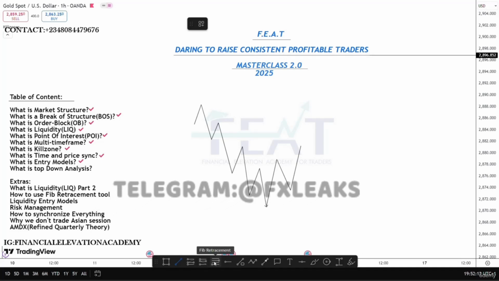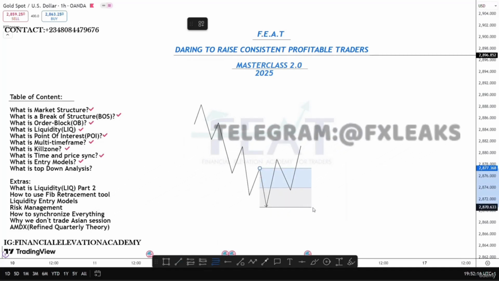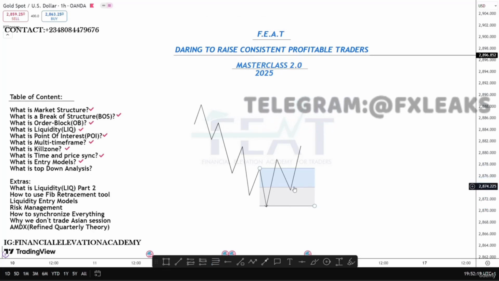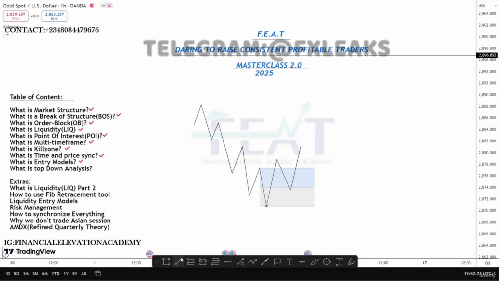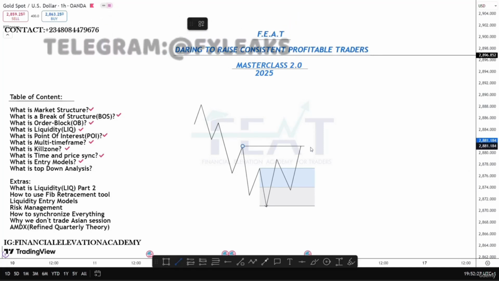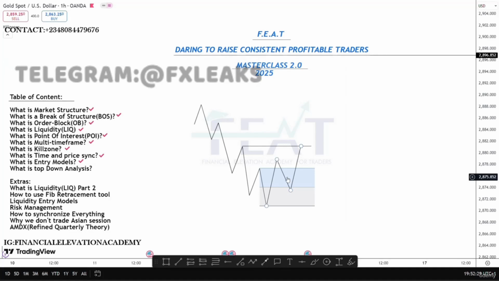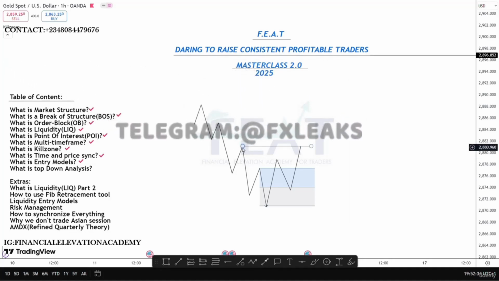obviously it's done a break of structure and it reacted from POI2 and it's created a higher high. Now where is the price currently at? This is a previous high, so price is currently reacting off a previous monthly high.